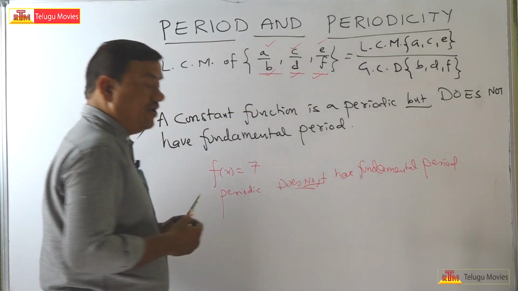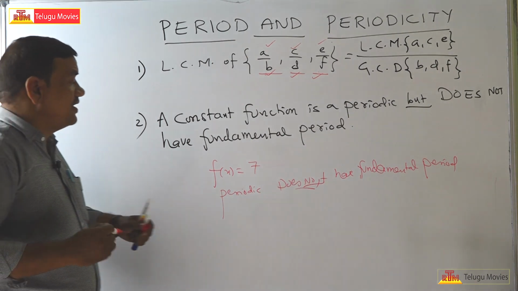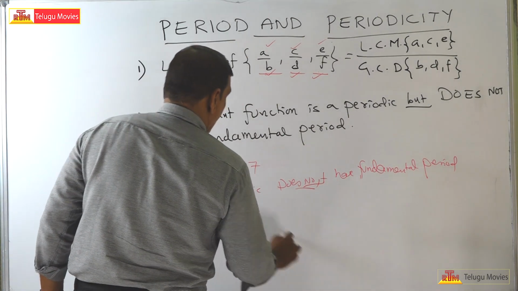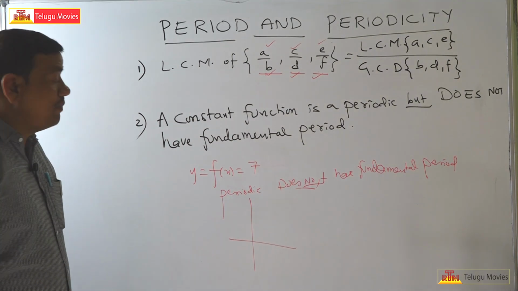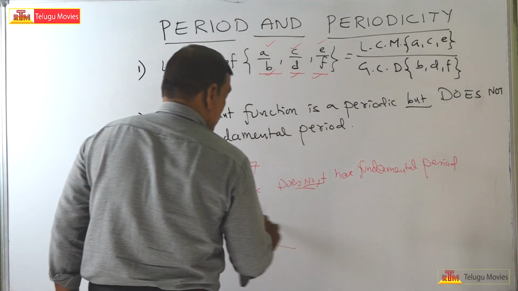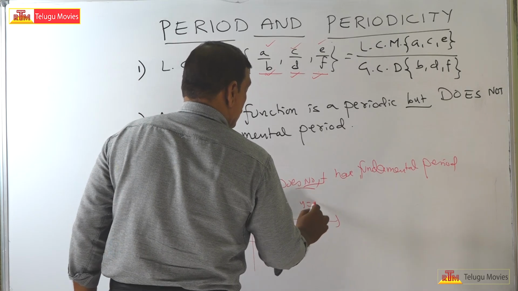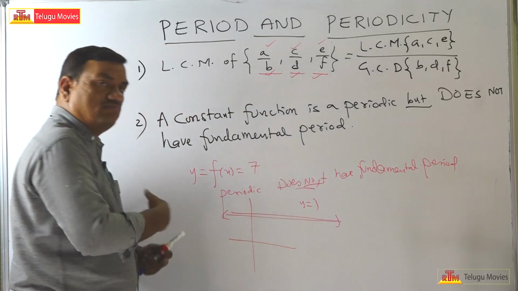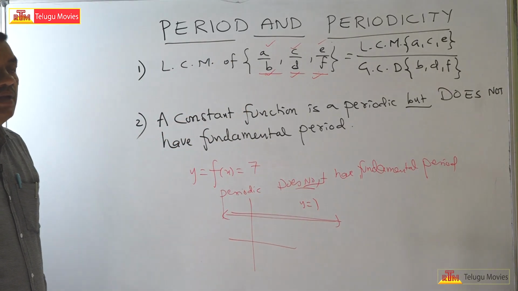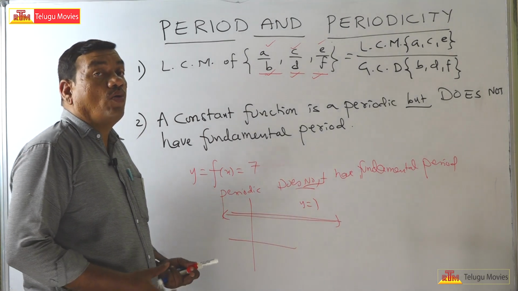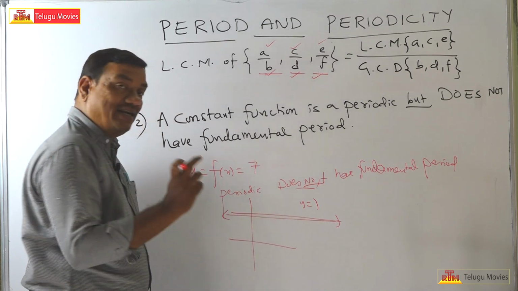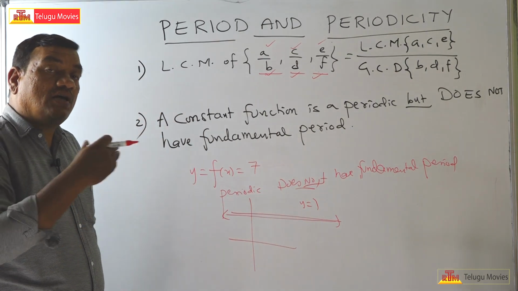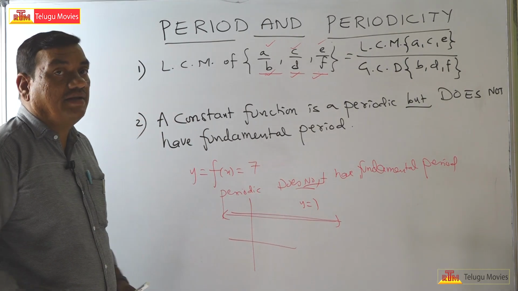It does not have any fundamental period. Why? Because it is periodic clearly. So this is y is equal to 7, a line parallel to the x-axis. As it is a straight line, it is periodic, but it does not have any fundamental period. Why? Because we cannot define a certain interval in which the function is repeating itself.